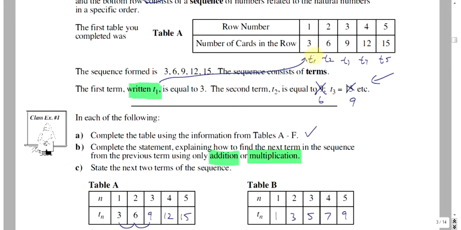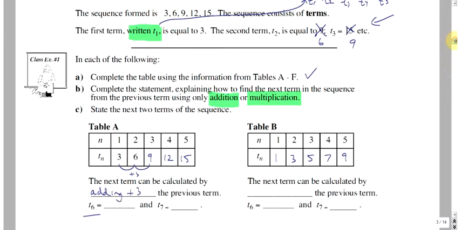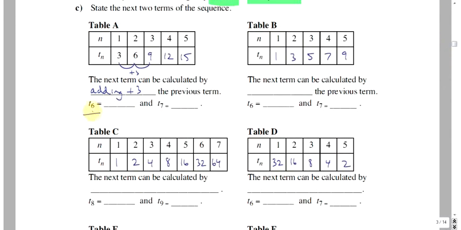Okay, so T1's the first term. So when they say T6, what are they talking about? The sixth term. What is the next one going to be? What is 15 plus 3? 18. What's the next one going to be?